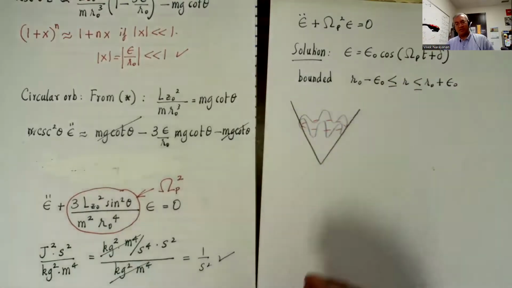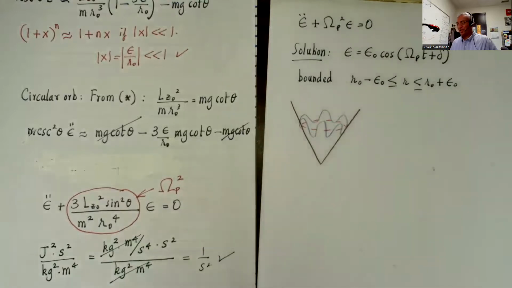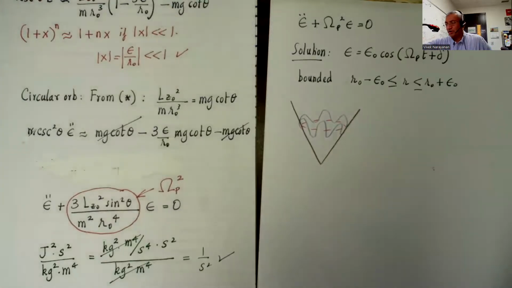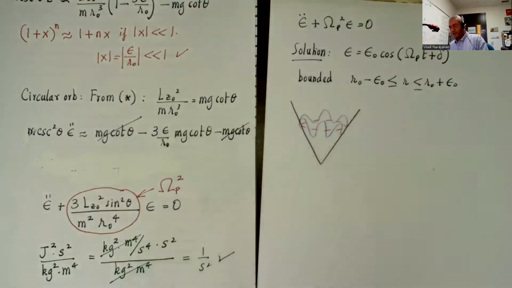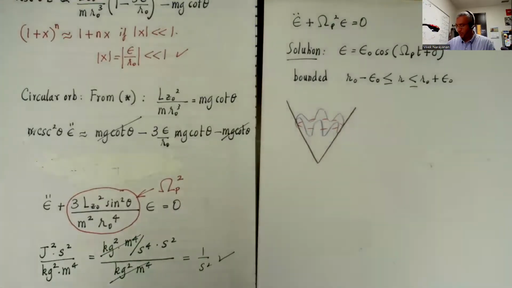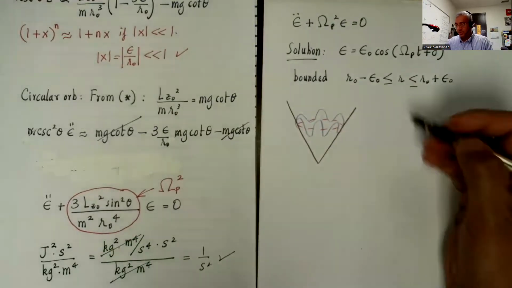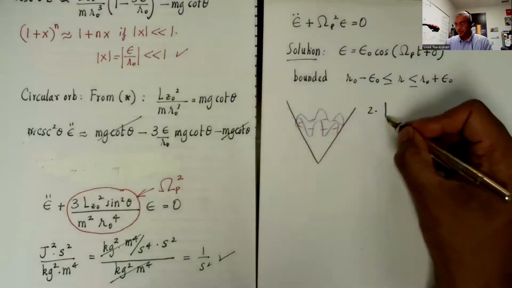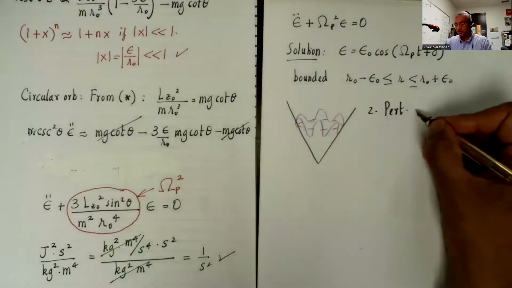Now there's a question of whether it'll close or not. So that's our next thing in analysis: do these perturbed orbits close or not? But we'll come to that towards the end. Now, the second perturbation I talked about is the perturbation in the angular momentum. So let's do that next.